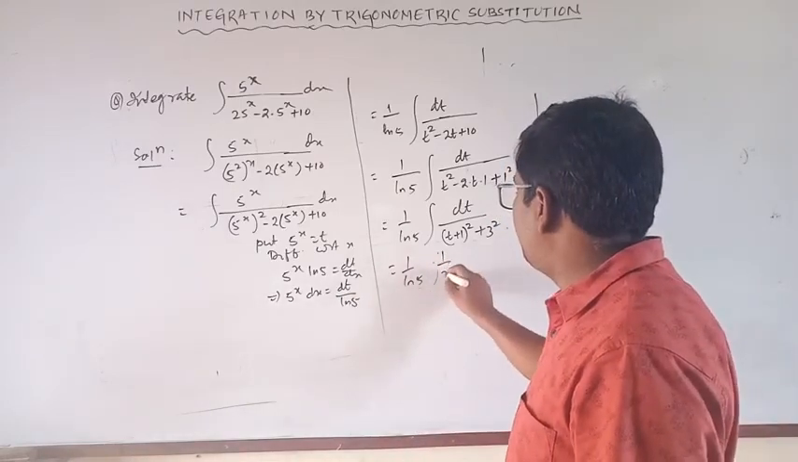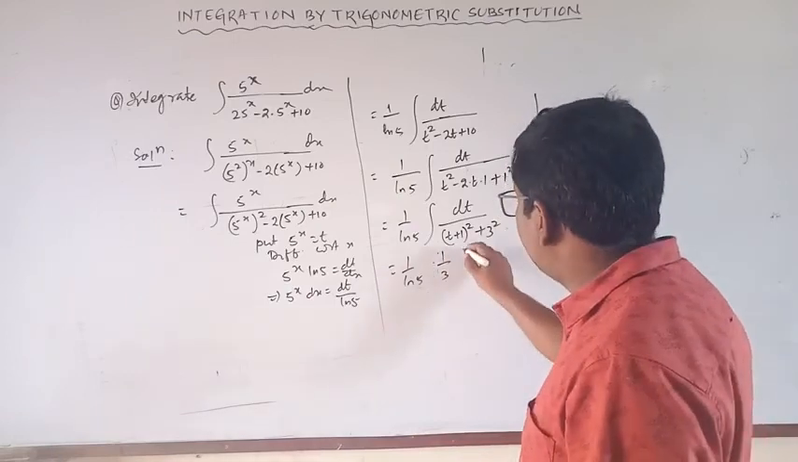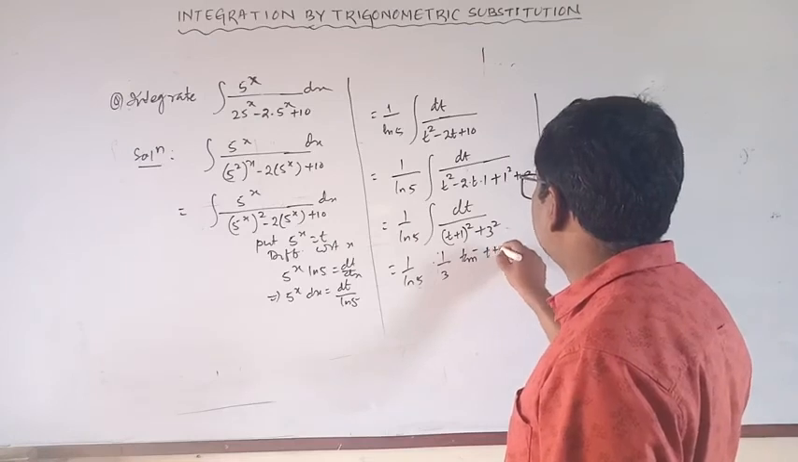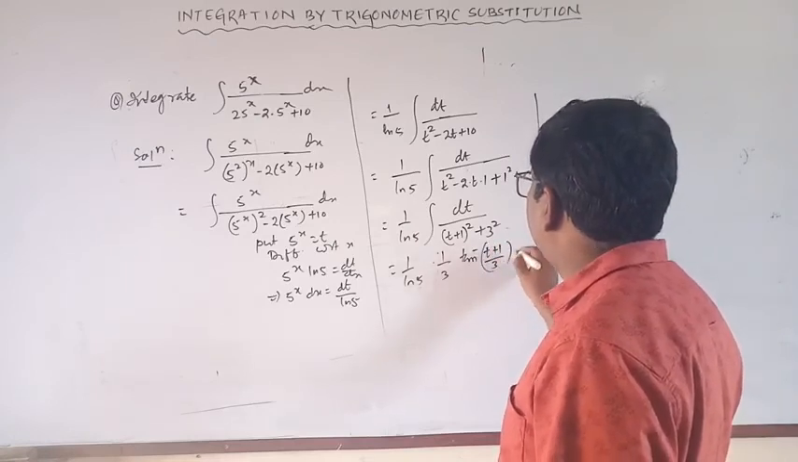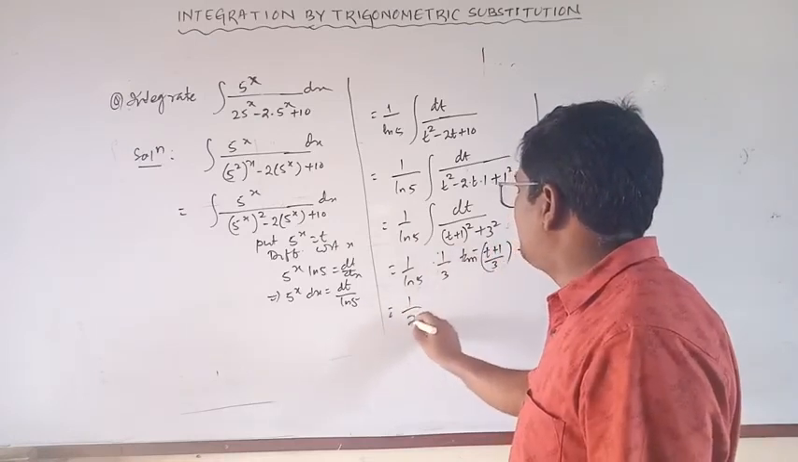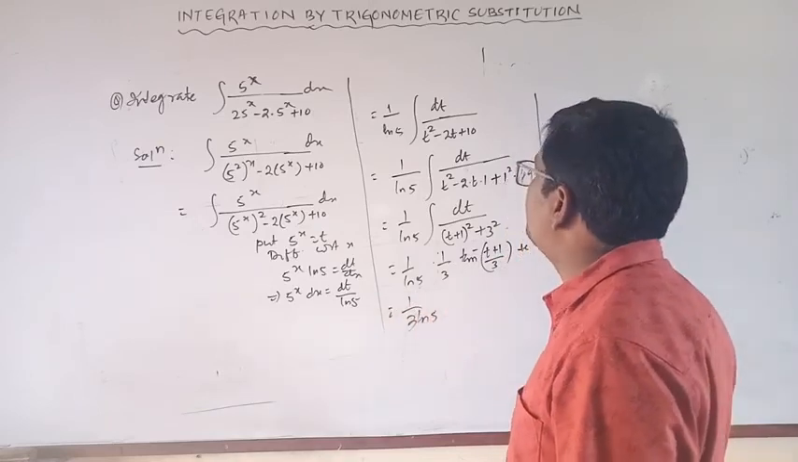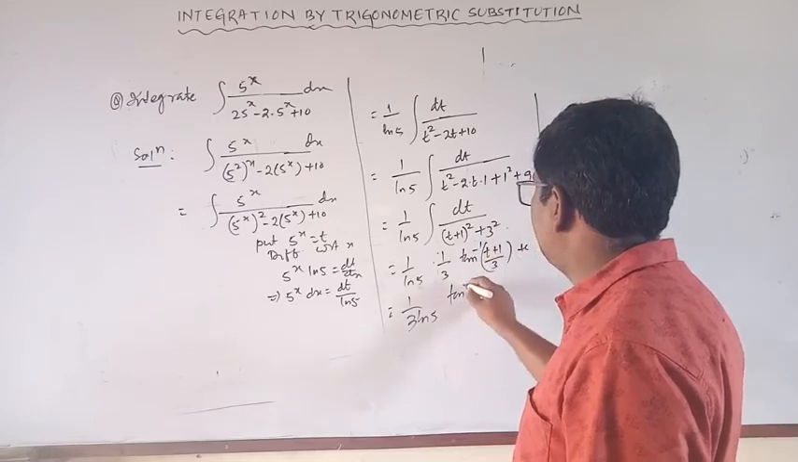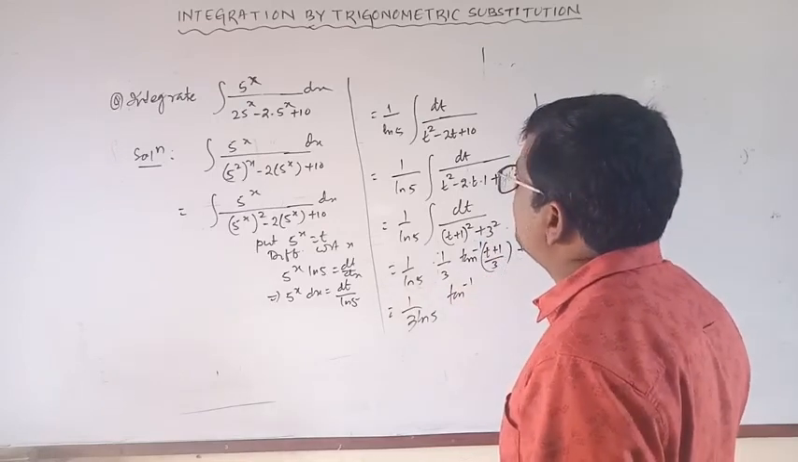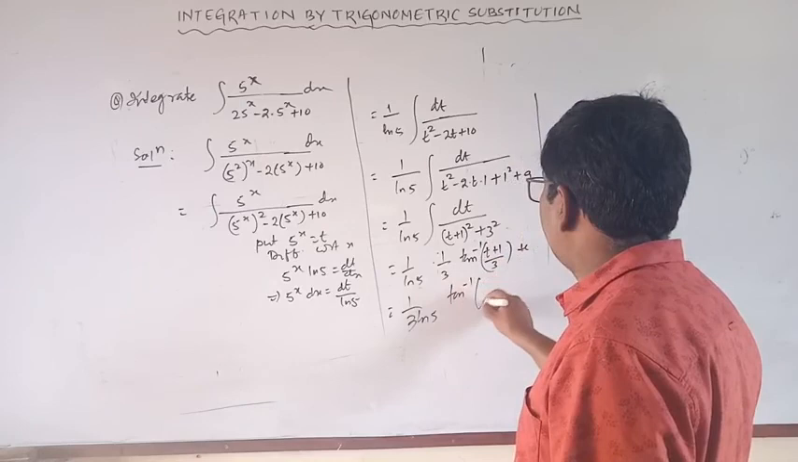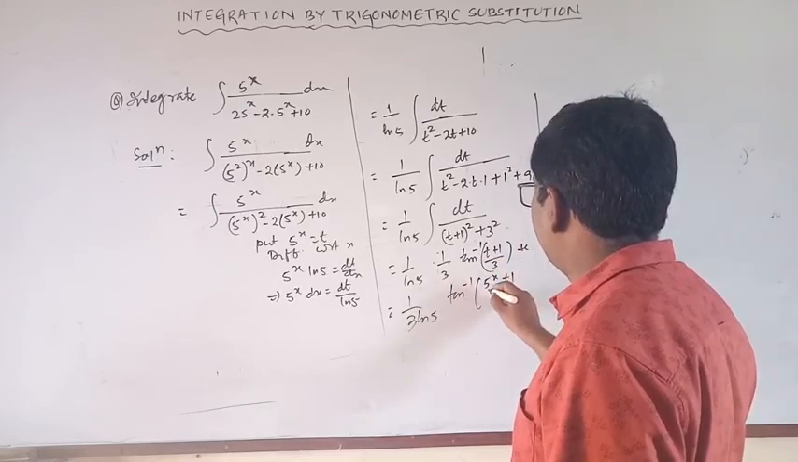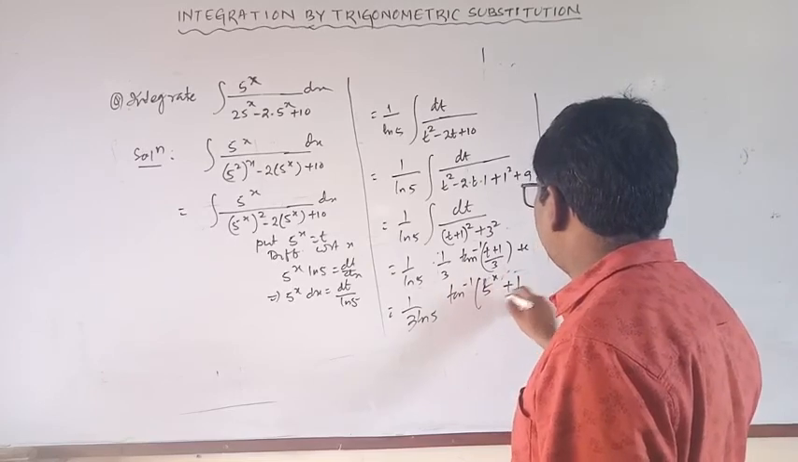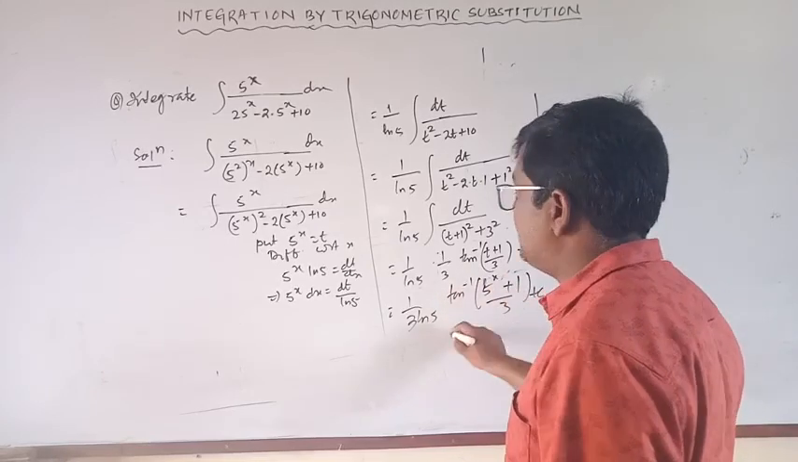So 1 by 3 tan inverse of t minus 1 by 3, plus c. So it is 1 by 3 log 5. What is t? T is equal to 5 to the x. So the answer is 1 by 3 log 5 tan inverse of 5 to the x minus 1 by 3, plus c. This is the answer.